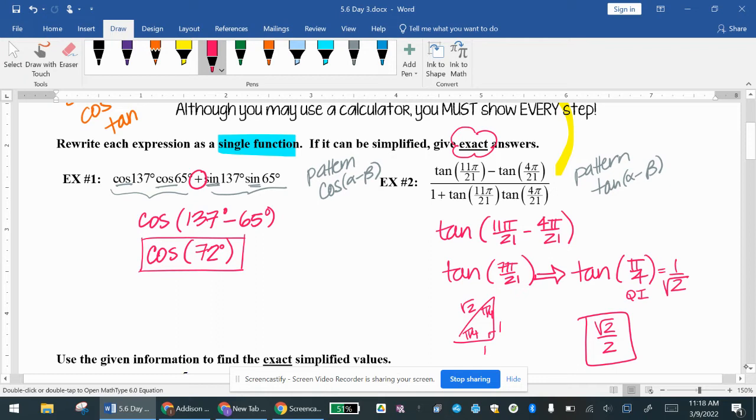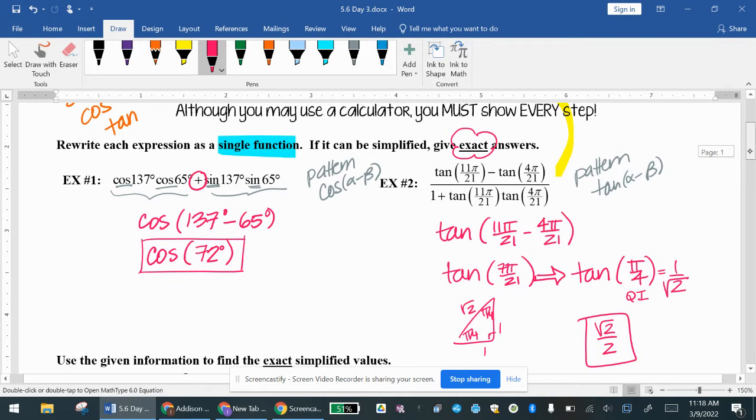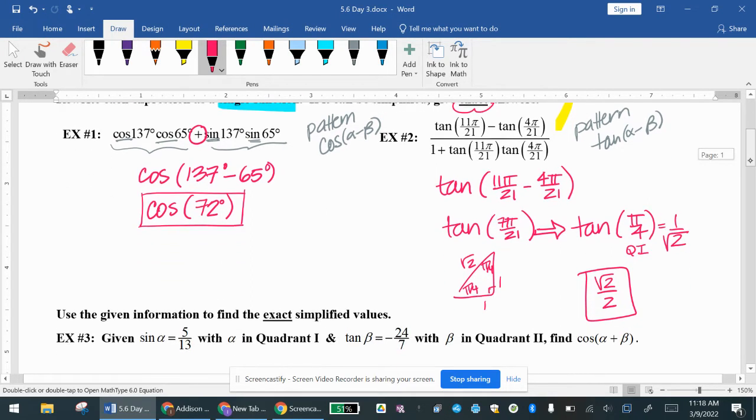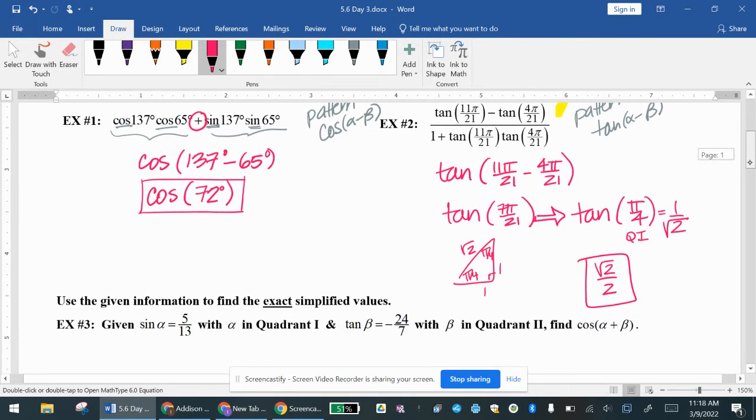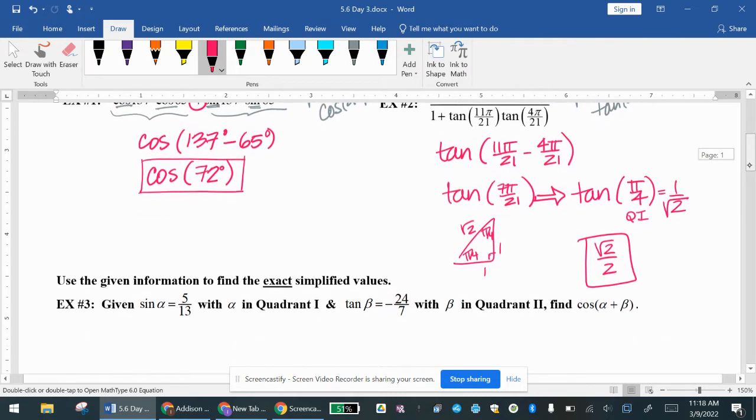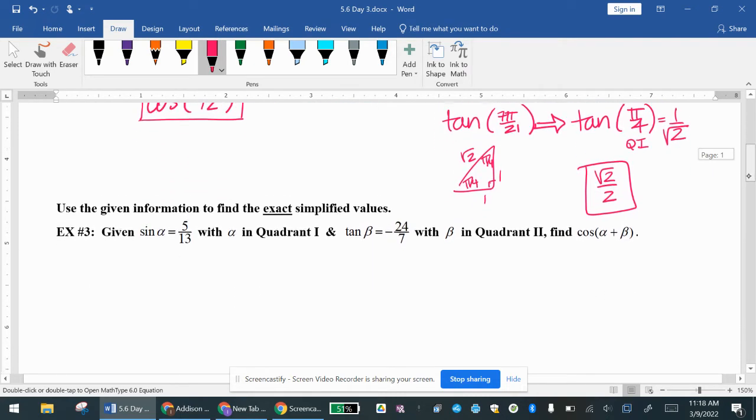So again, these problems asked you to rewrite the expression as a single function. And of course, simplify it if possible. 72 did not have a reference angle related to 30, 60, or 45, but pi over 4 did.